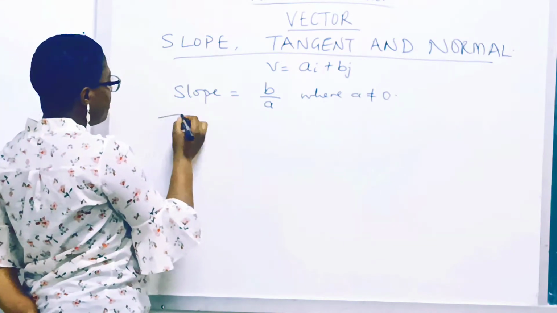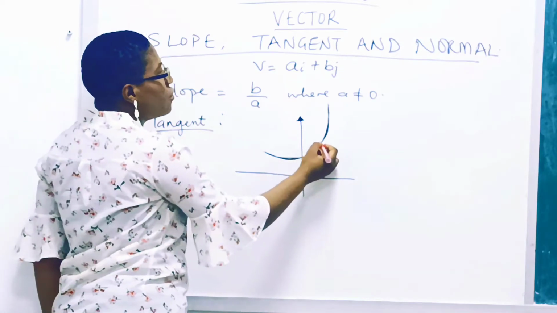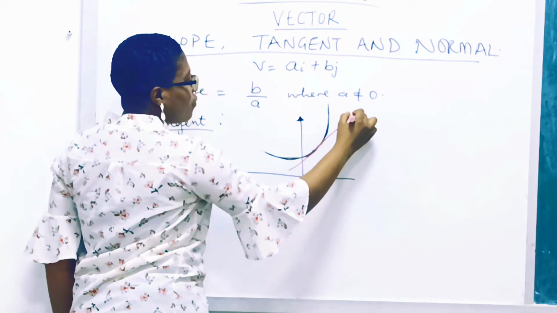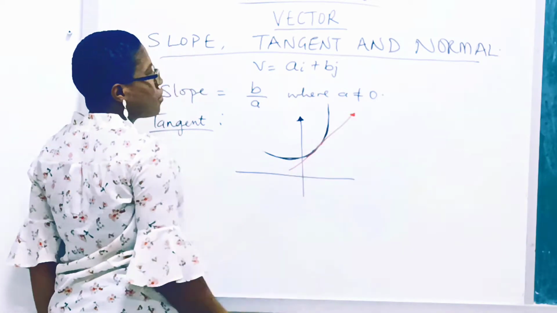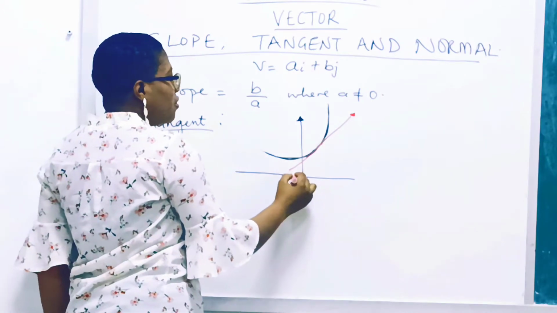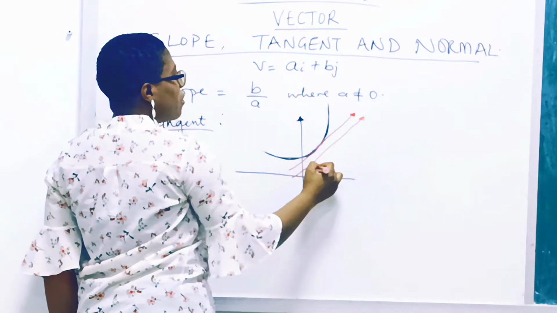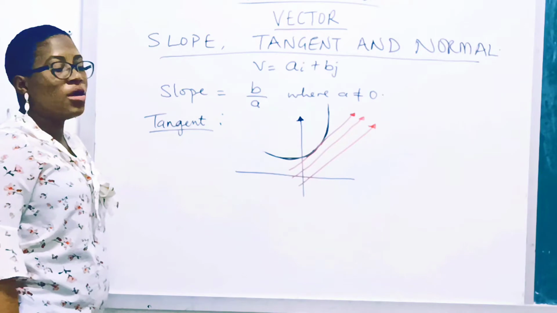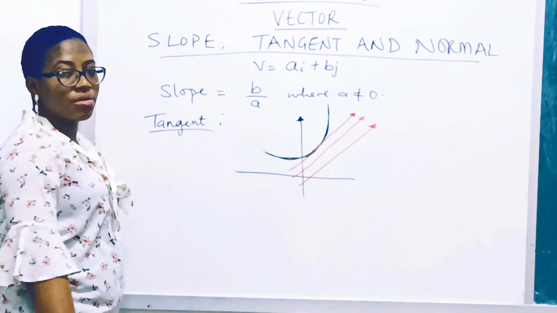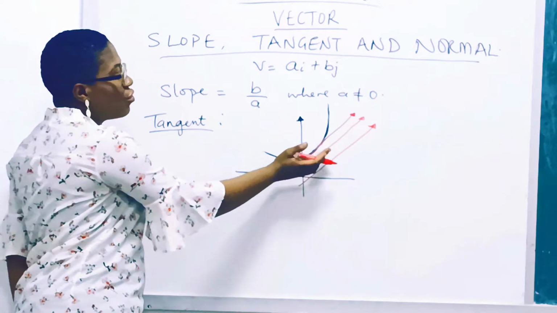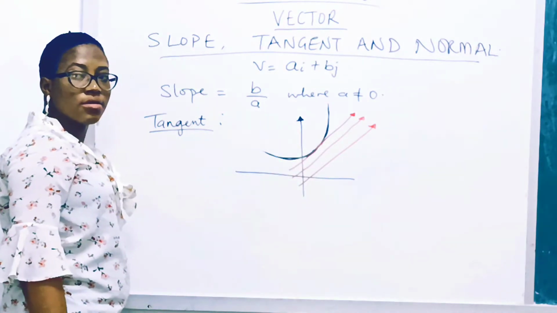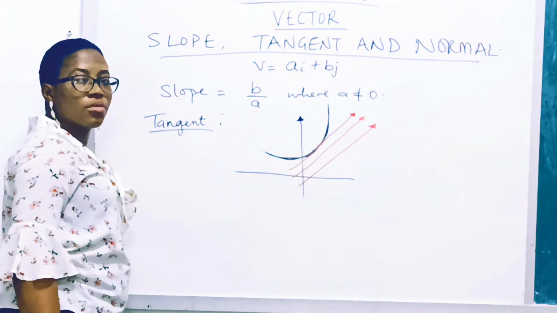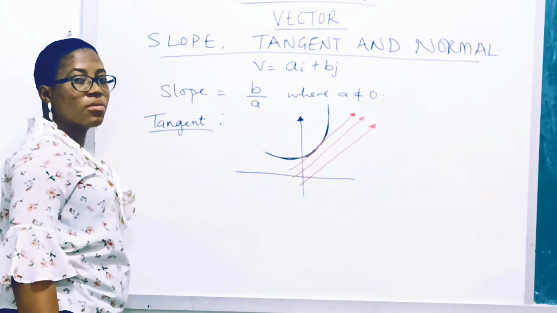For the tangent, if I have a curve and I want to get the tangent at this point, it is going to be a straight line that hits this curve. In fact, any straight line that is parallel to this is also a tangent of this curve at that point. It doesn't have to touch the curve for it to be a tangent. So what do you think the slope of this would be? It's still the same.